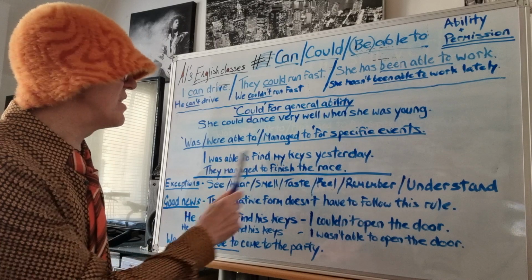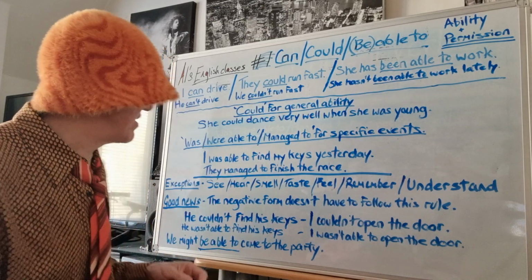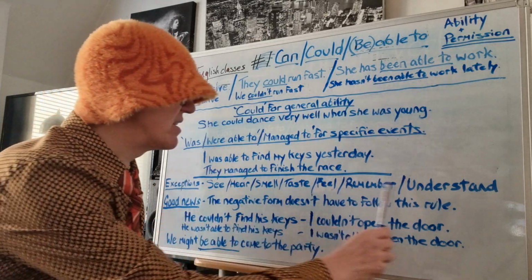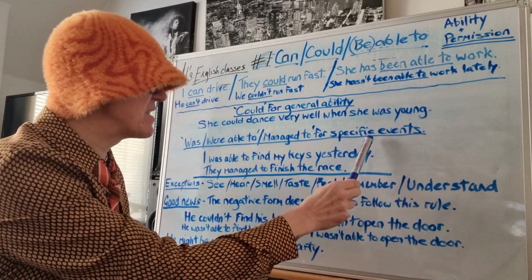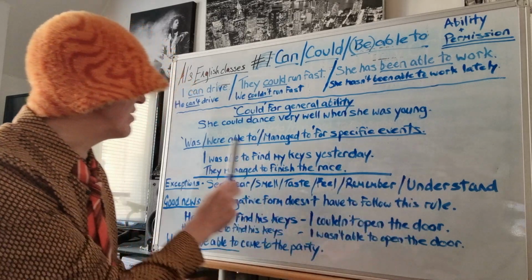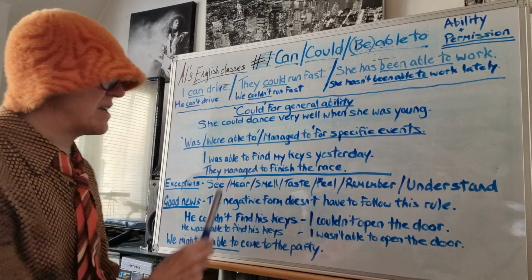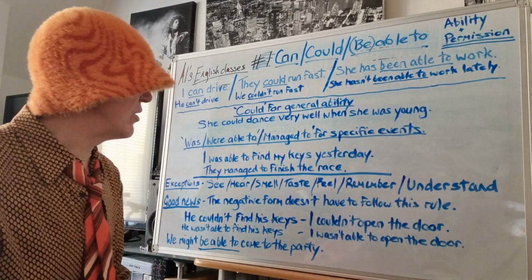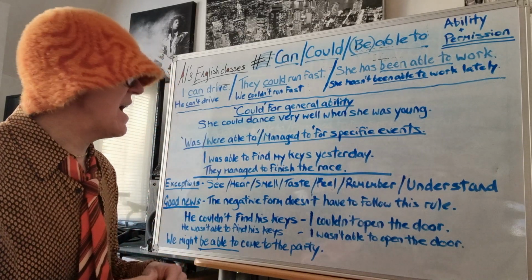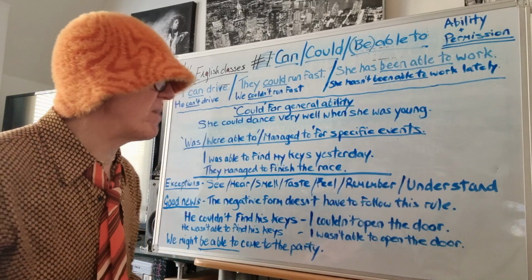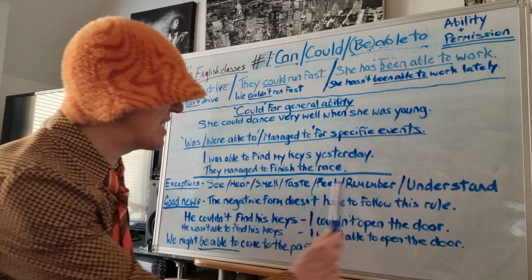However, you cannot use could for specific events. Here are the exceptions. It wouldn't be English if there weren't exceptions. So these 7 verbs don't follow the rule, which means you can use could for general ability and specific events with these 7 verbs. You don't have to use these, but you can if you want to. See, for example, I could see the horizon from my hotel window yesterday. I was able to see the horizon from my hotel window yesterday. I managed to see the horizon from my hotel window yesterday. Each of these 3 possibilities is okay with these 7 verbs.